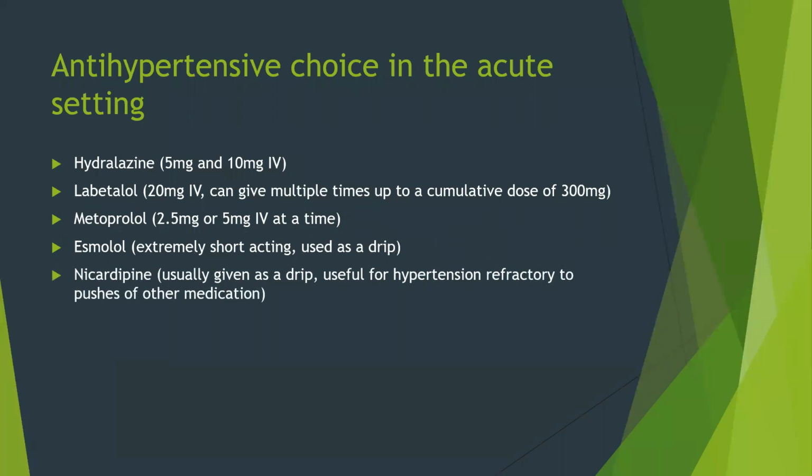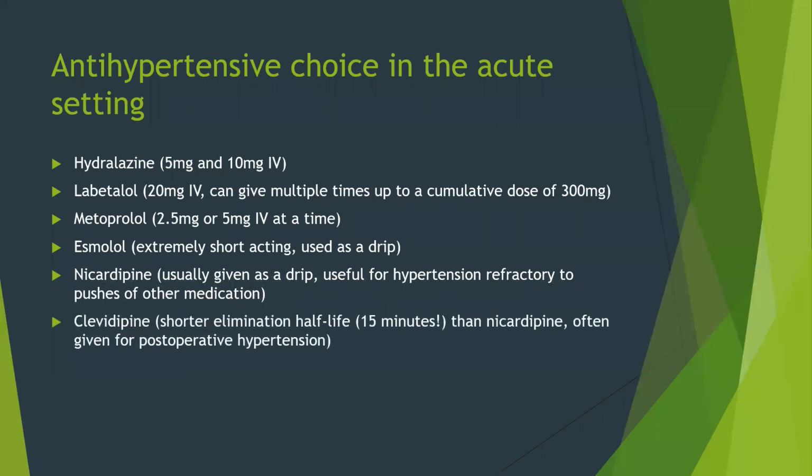Nicardipine, also useful, given as a drip usually, useful for refractory hypertension. If you've given hydralazine several times, you've given labetalol, it's not working, start them on a nicardipine drip and control it from there. That's totally fine. Clevidipine, you've probably also seen in this context.